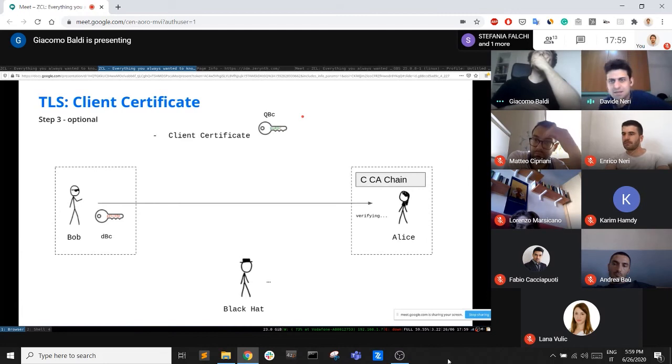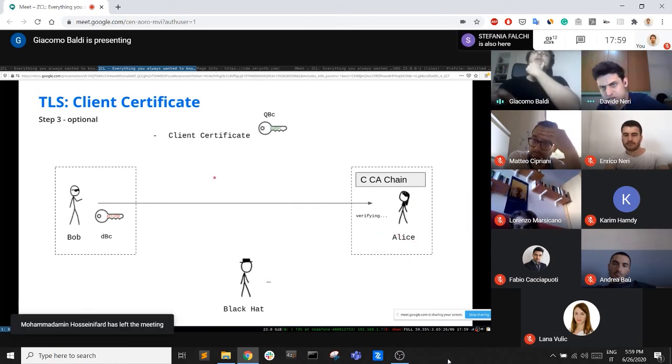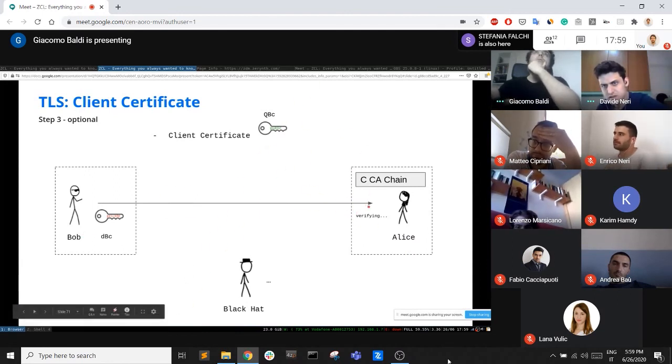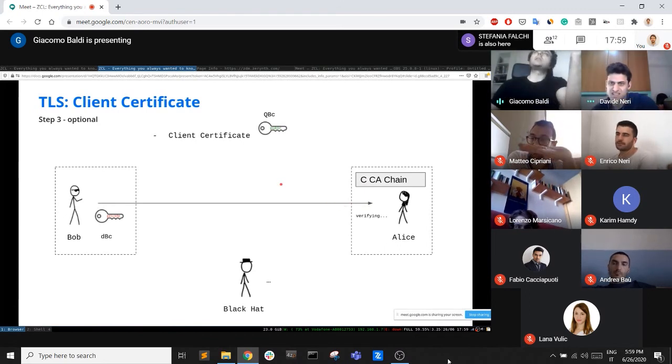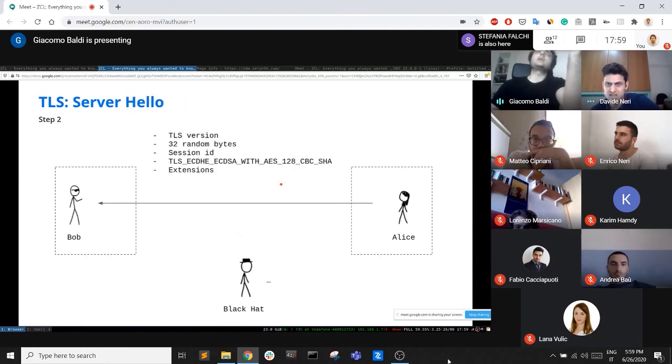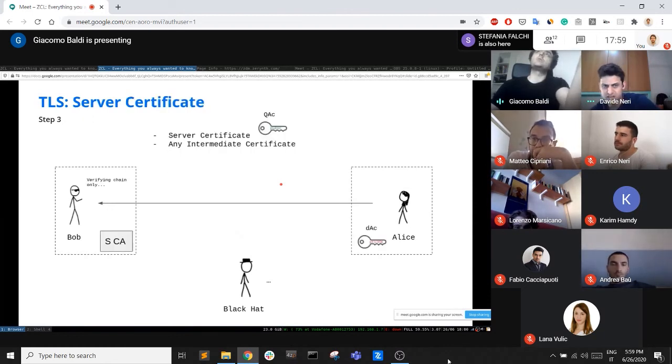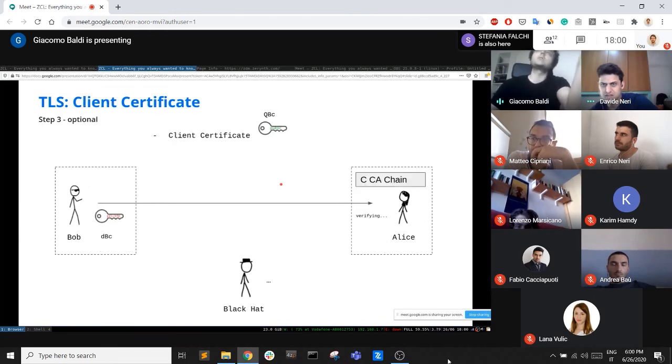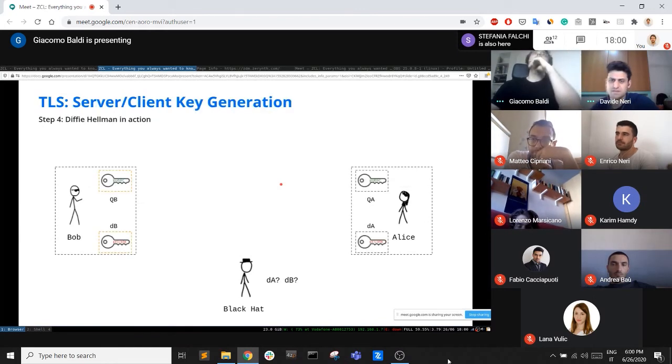This optional step 3. Yeah. Where is it written that Bob must also send the client certificate? It's a configuration of Alice, of the server. If you require a client certificate, and Bob does not send it to you, the server closes the connection. Okay, so it's the server. Yeah, and I don't remember exactly, but probably it's in the extension or somewhere here where the server says, okay, if you want to talk to me, send me your certificate. But this is optional, okay?